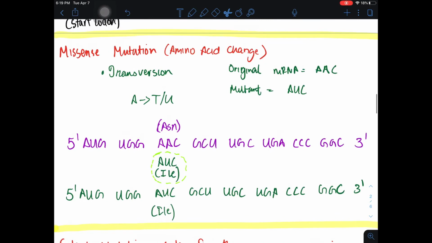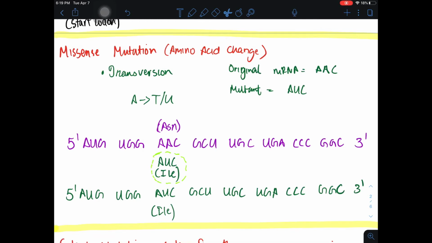Missense mutations. Let's change the AAC to AUC. The change from A to a U is a transversion mutation. Also, the protein would change from an asparagine to an isoleucine.